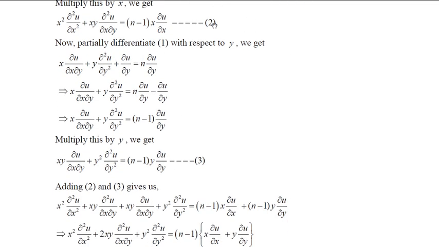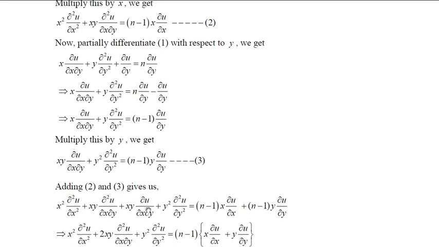Now adding equation 2 and 3 gives you x square into dou square u by dou x square plus xy into dou square u by dou x dou y plus xy into dou square u by dou x dou y plus y square into dou square u by dou y square. That is, left hand side with left hand side is equal to this plus this. In these two, n minus 1 is common. Let's take it out, so that you will get x into dou u by dou x plus y into dou u by dou y. And here it is 2 times.